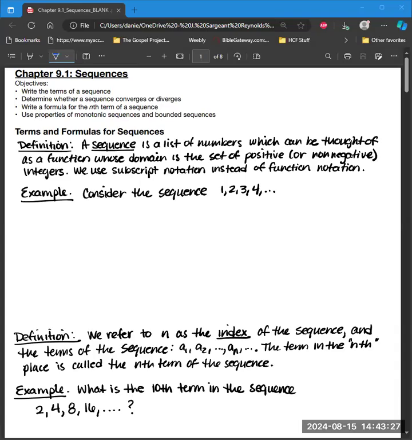In this video, we're going to talk about 9.1 sequences. This is the beginning of our third major topic in calculus. Our first big topic was limits and derivatives. Our second big topic was integration, which we just finished at the end of chapter 8. And our third big topic here is going to be sequences and series.